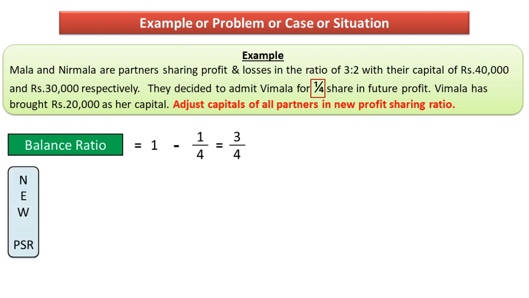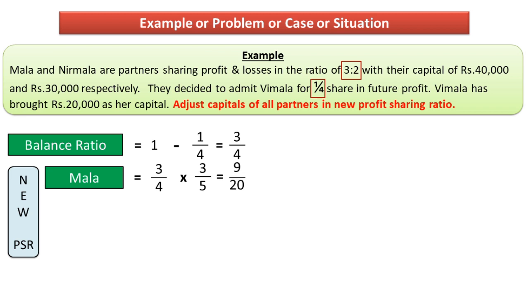New profit sharing ratio of all partners, the first partner is Mala. The formula to calculate new profit sharing ratio is balance ratio multiplied by old ratio. Here in the example, balance ratio is 3/4 multiplied by old ratio of Mala and Nirmala, 3/5. So answer is 9/20.